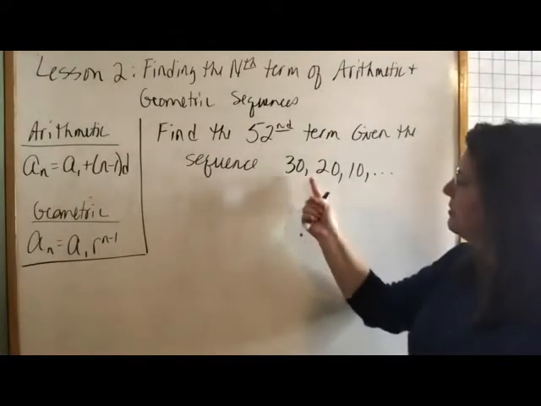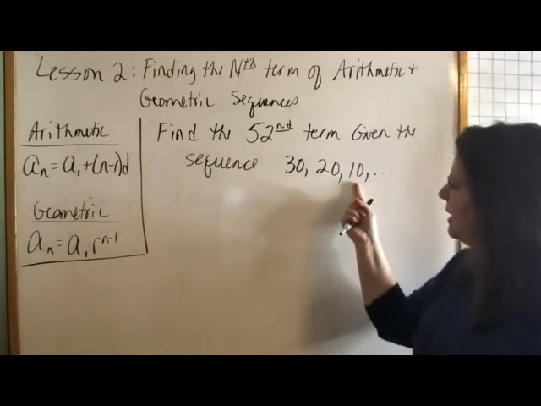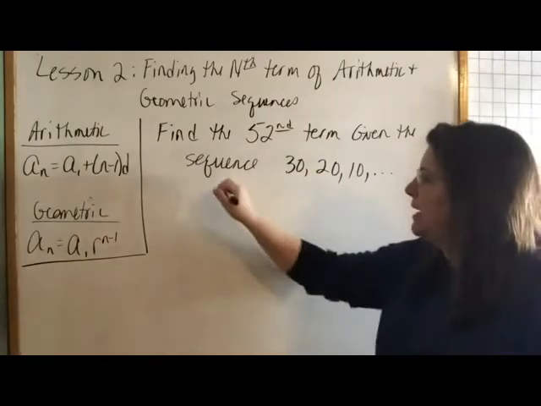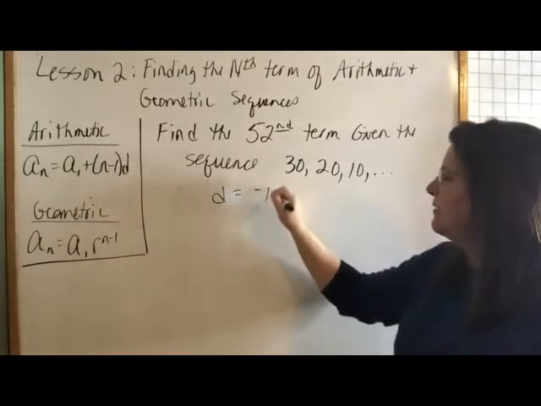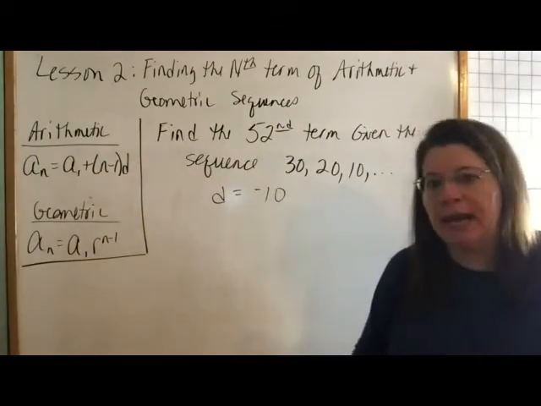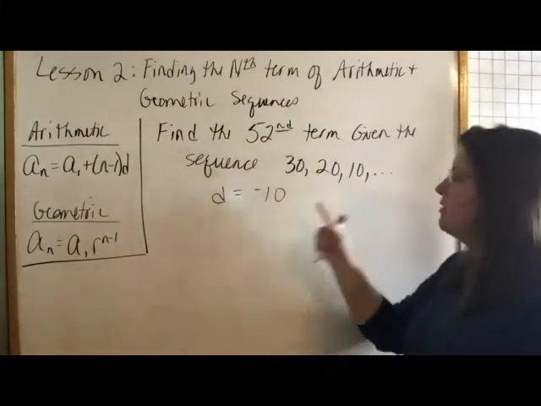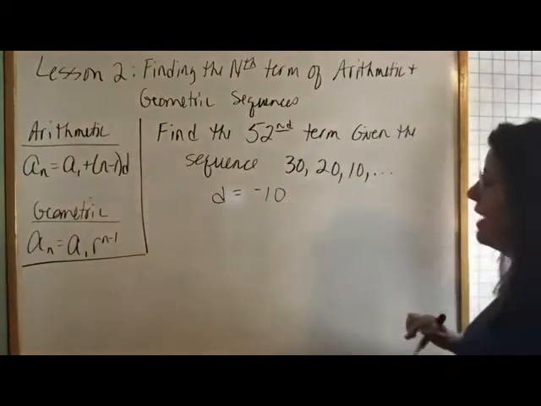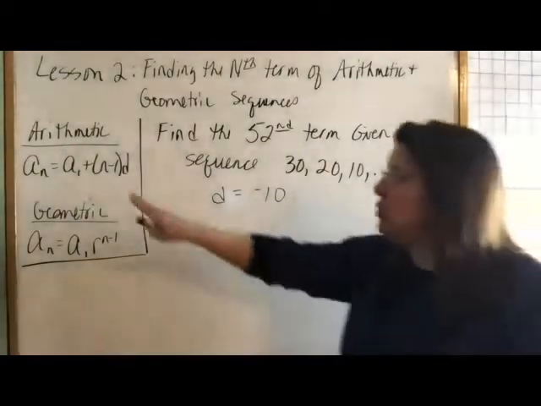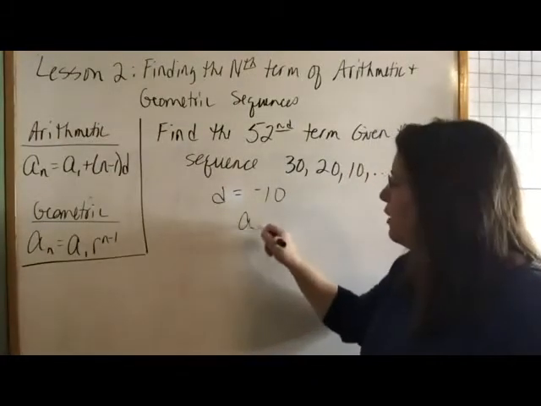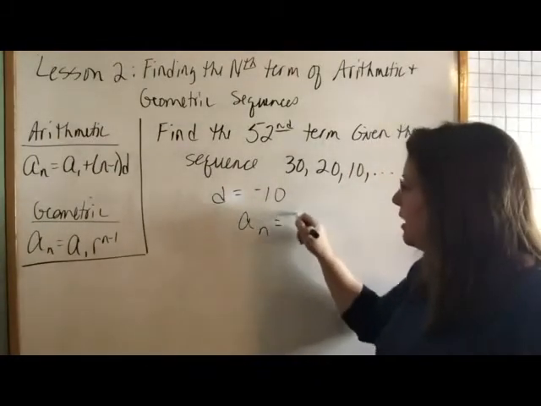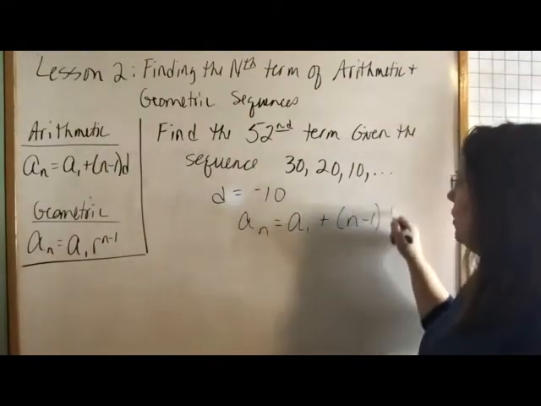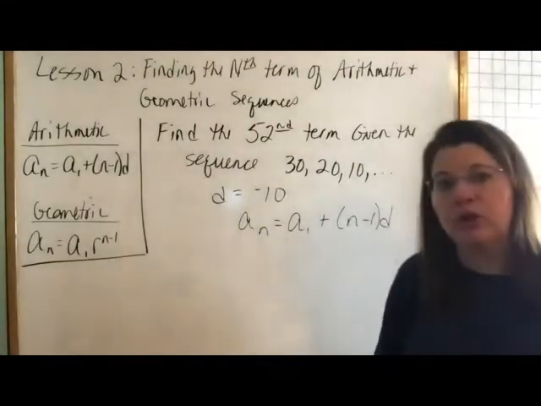And so looking at this, it looks like each time it's decreasing by 10. So I would say that this is arithmetic, and we're adding a negative 10 each time, right? We're subtracting 10, so that means we're adding negative 10, which means the same thing. So this one is arithmetic. That means I'm going to use the arithmetic formula. So once you figure out whether it's arithmetic or geometric, and whether you have an R or a D, that gives away which formula you're going to be using.